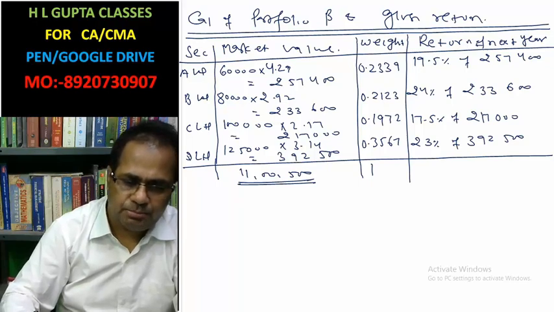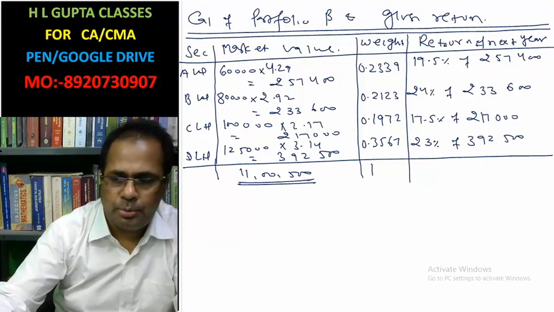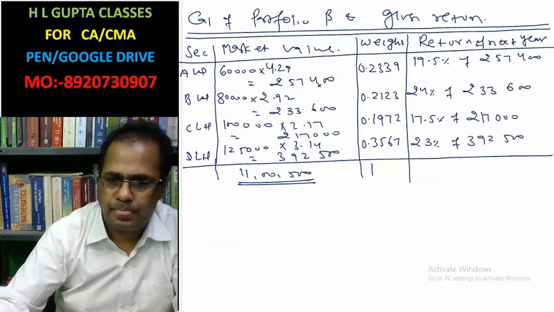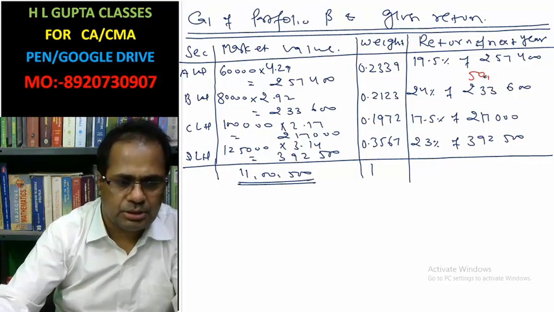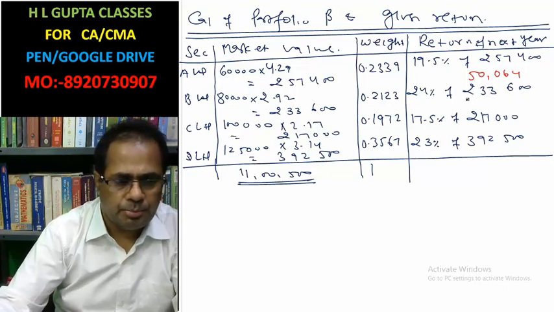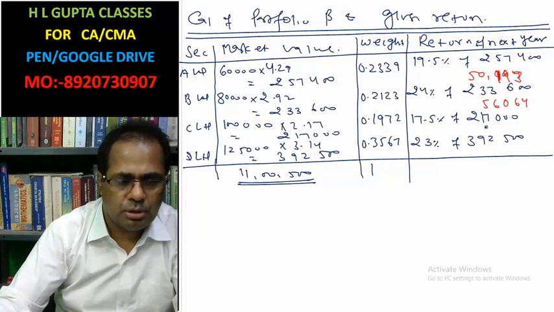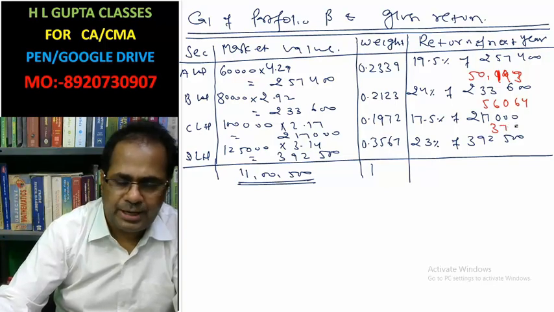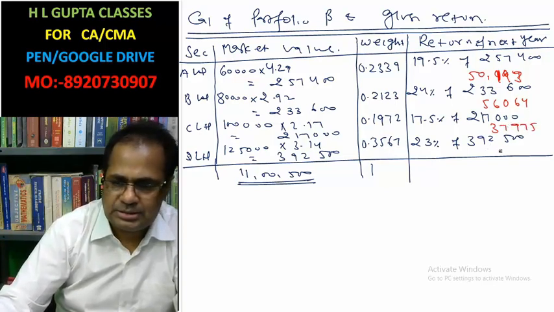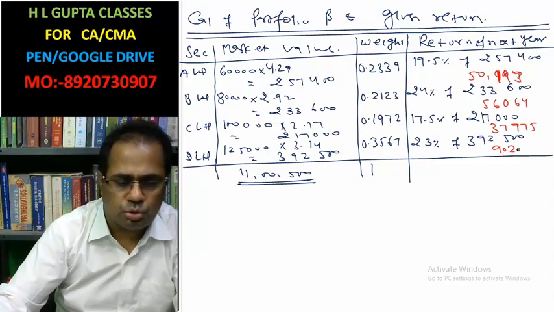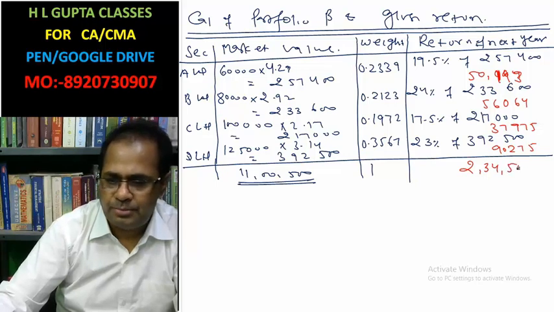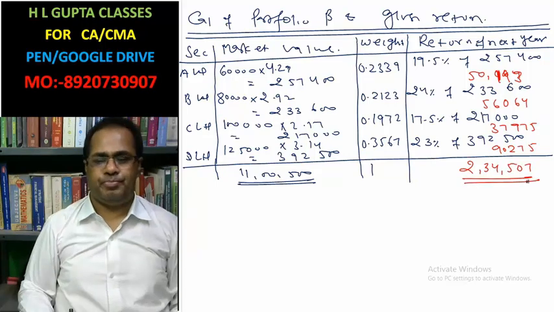What is the return here? The returns are 50,064, 56,064, 37,975, and 90,275. Almost the total return is 2,34,507.